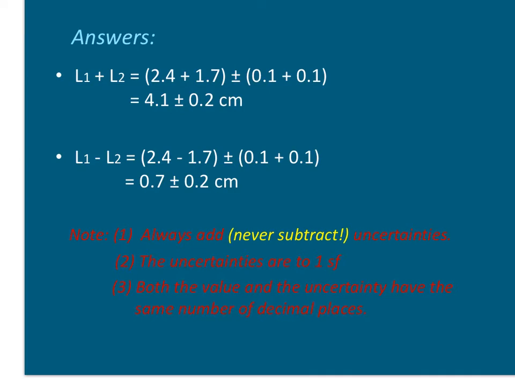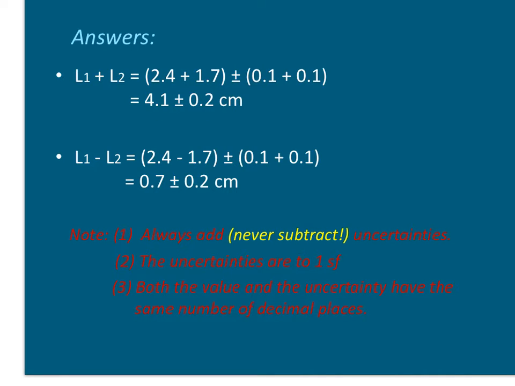A, L1 plus L2. For the values, you just add them up as per normal. And for the uncertainties, you add them as well. That's the final answer. 1 sig fig for uncertainty and both to 1 dp.